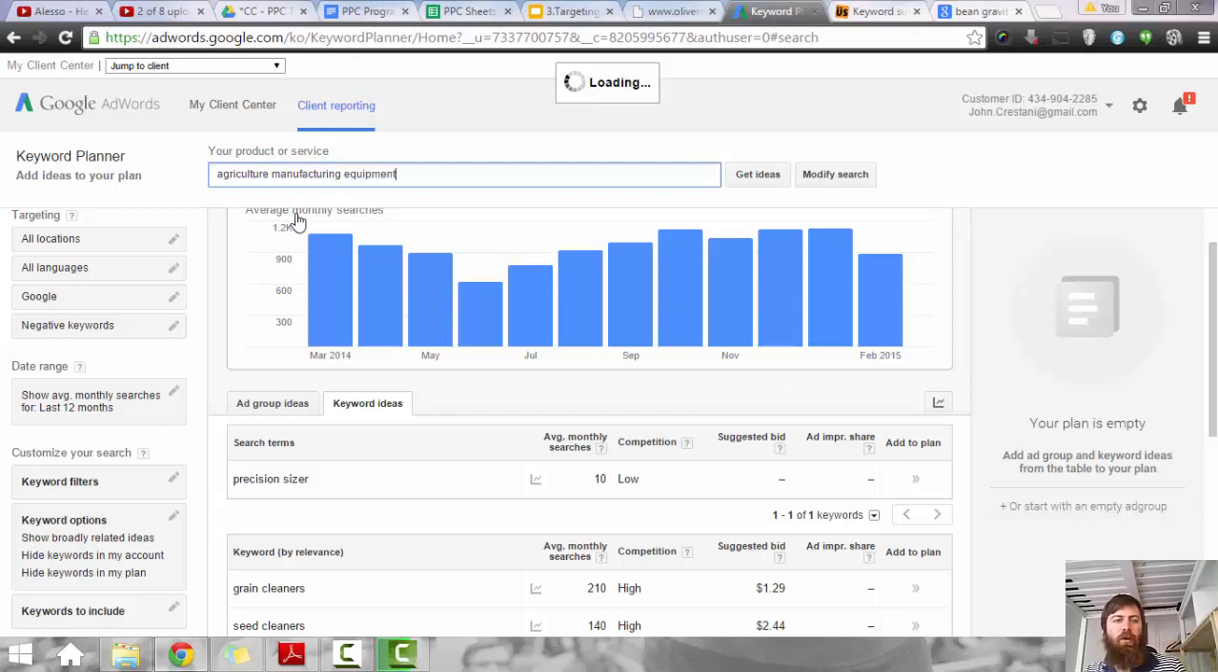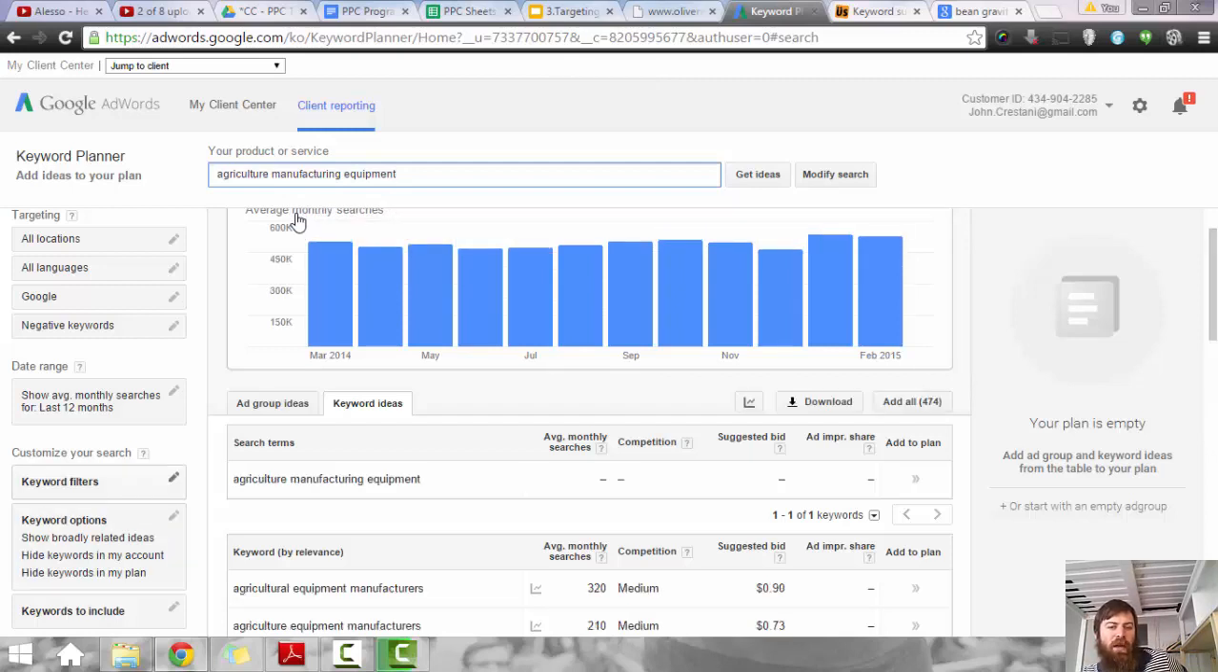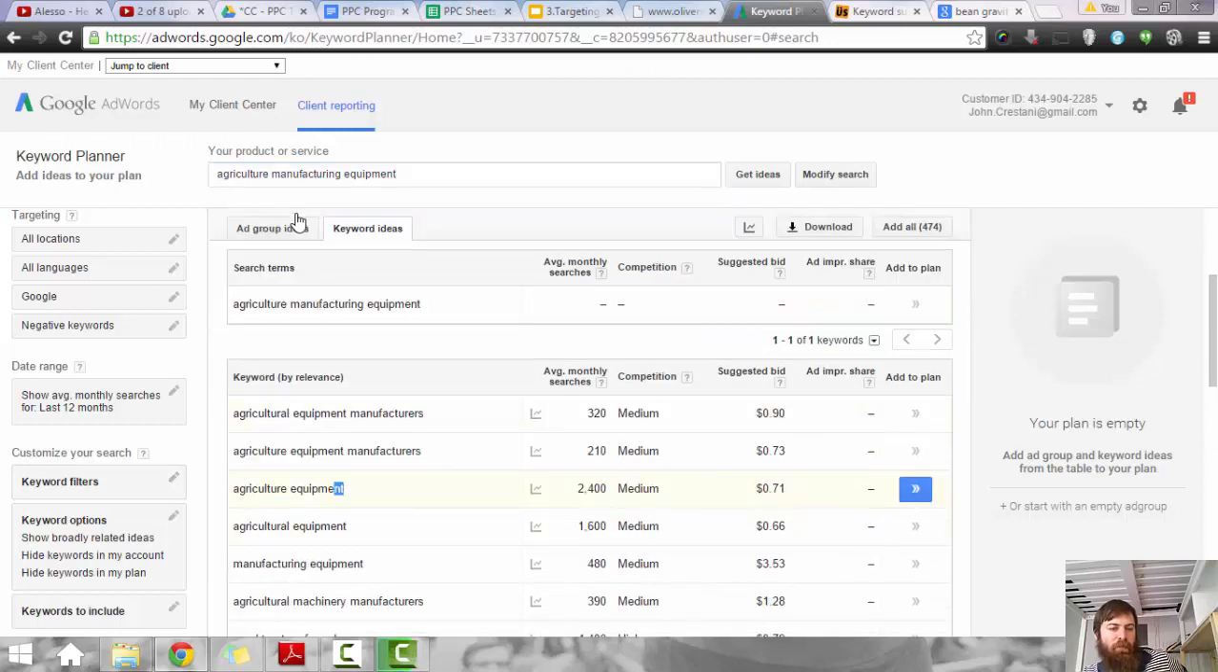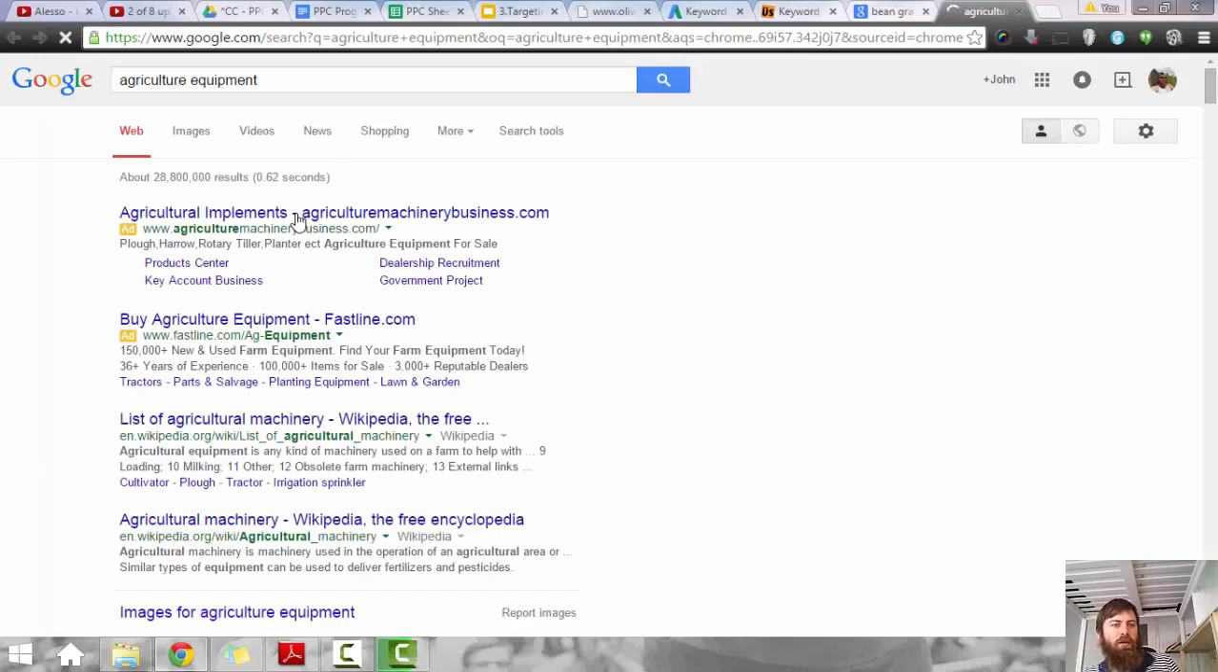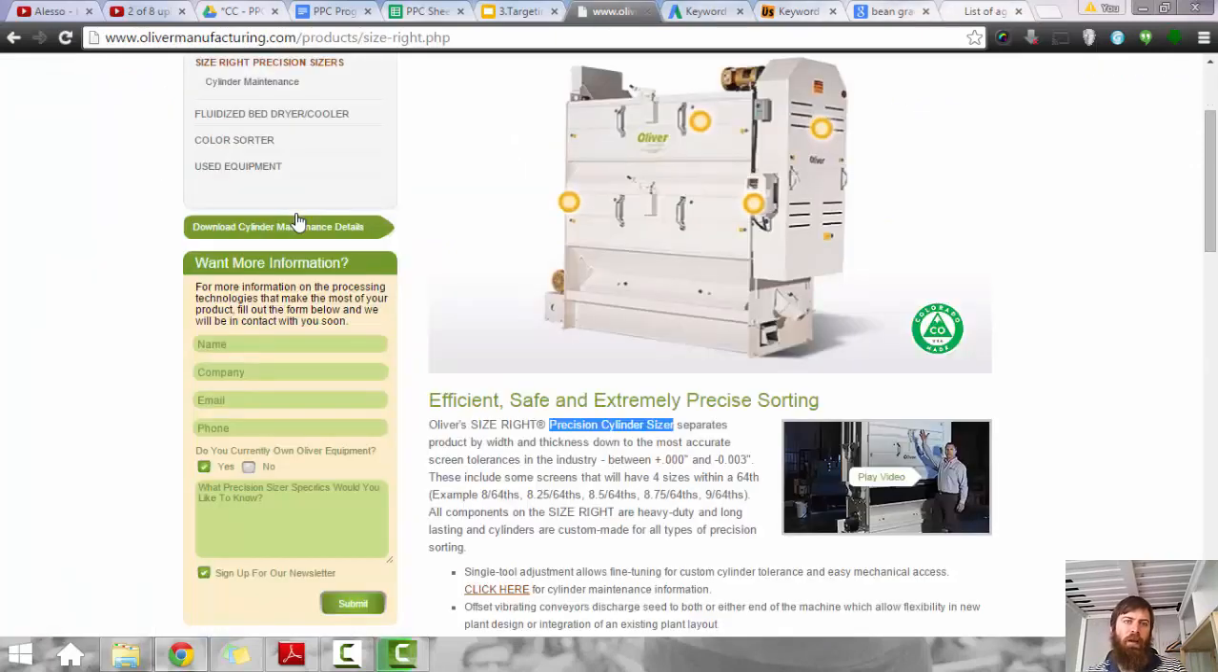So this may actually be too broad. If I looked for agriculture manufacturing equipment, that may constitute way too many things. So agriculture equipment, again, this is a very specific industry, but it may be too broad to look at some of these things. Let's check this out. Milk, farm equipment. Yeah, this is going to be too broad. So in this case, we're going to kind of leave it.